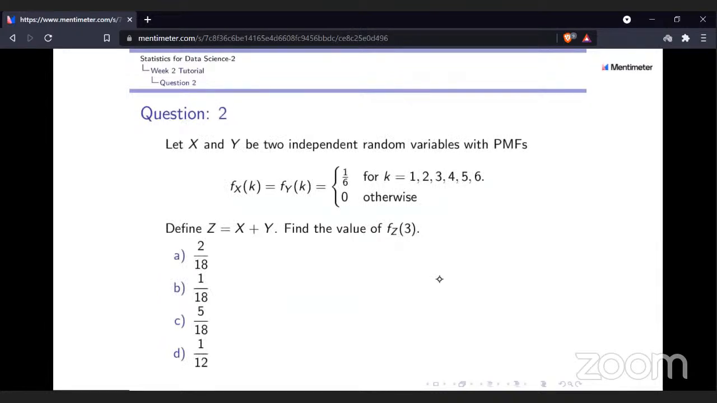So you have two independent random variables, and their PMF is given as f_X(k), which is the same as f_Y(k), and is taking the value 1/6 for k equals 1, 2, 3, 4, 5, 6. Otherwise, it is taking the value 0. Now we have defined another random variable Z, that is X plus Y, and you have to find the value of f_Z(3).